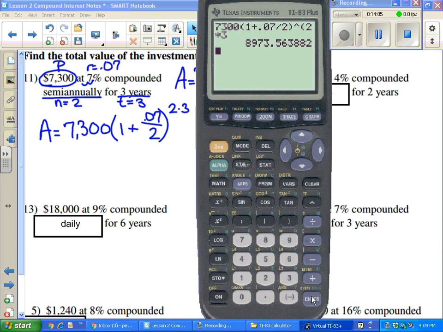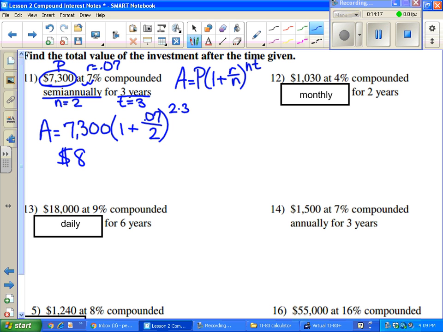If we did it correctly, we should all get $8,973.56. Or would that 3 make it 57? Nope, just 56. $8,973.56.